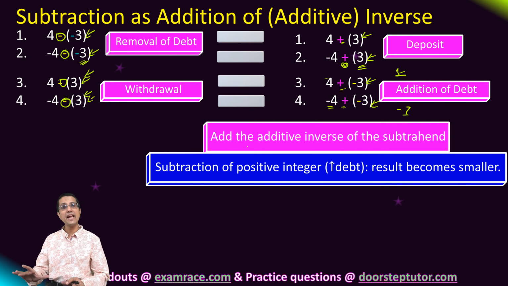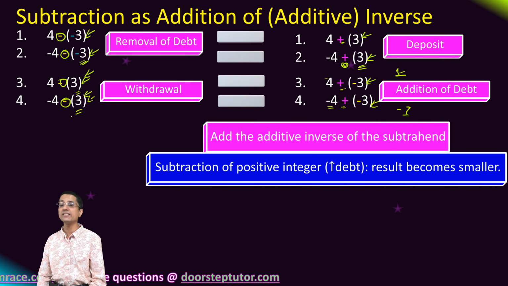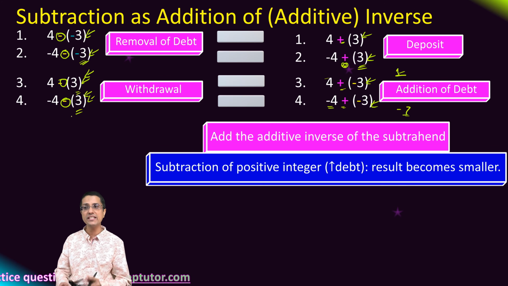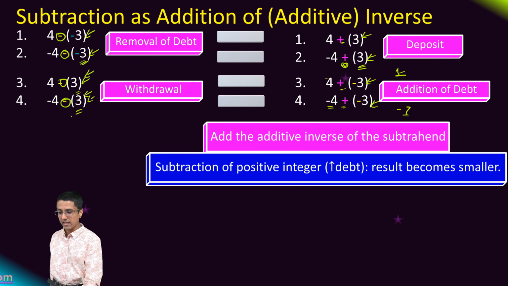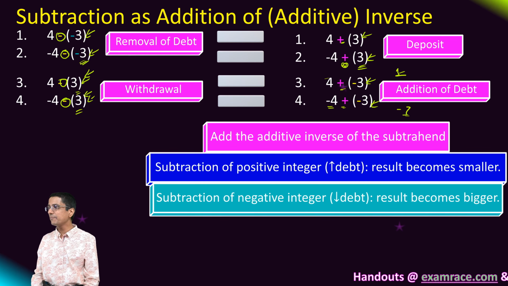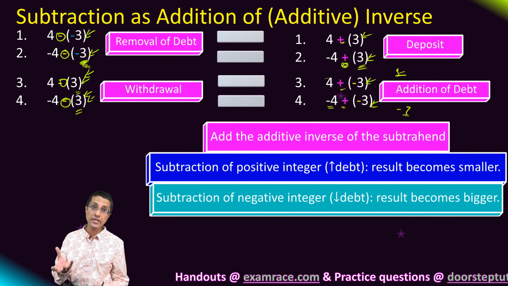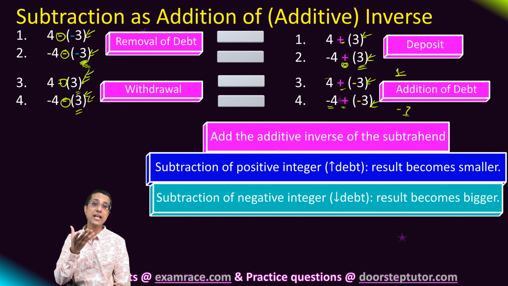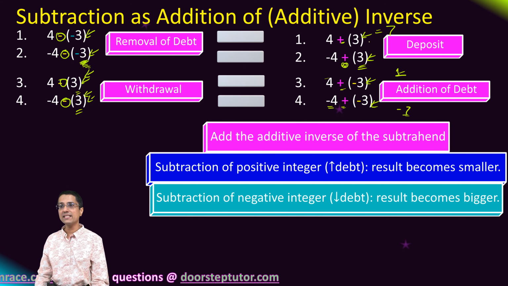So when I subtract a positive integer, my final result is actually smaller. When I subtract a negative integer, like in the top cases, it means that I am actually paying off my debt. I am removing my debt. So naturally, my savings should actually increase, and that is what happens. So in the first case, my answer becomes 7.